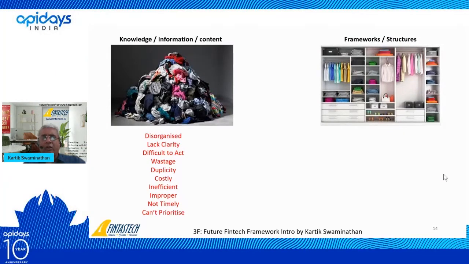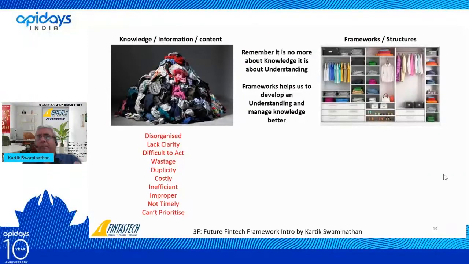So whenever you have to act, pick up a dress and wear, it'll be disorganized, lack of clarity, difficult, wastage. You cannot prioritize, you cannot be timely. Whereas a framework is something like a wardrobe, which will help you better organize and understand. It will help you manage your clothes or knowledge better, right? And you can transform in a big way.